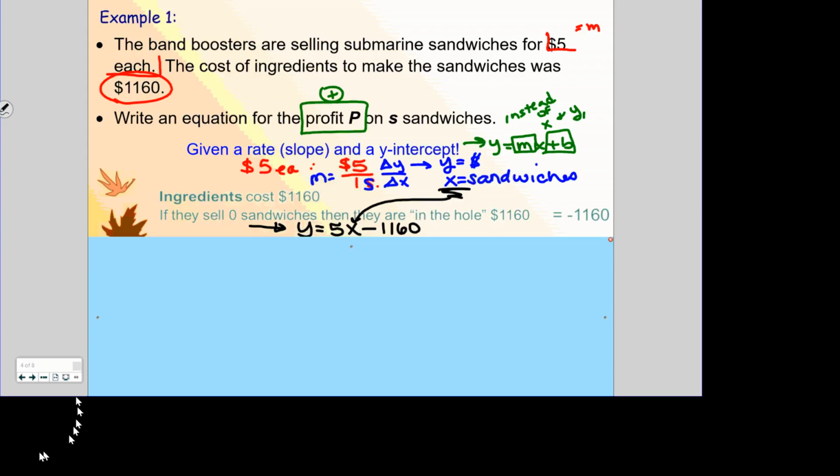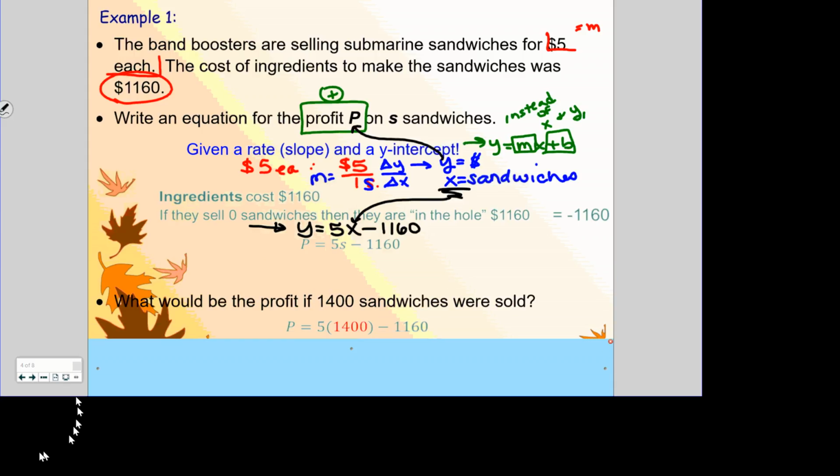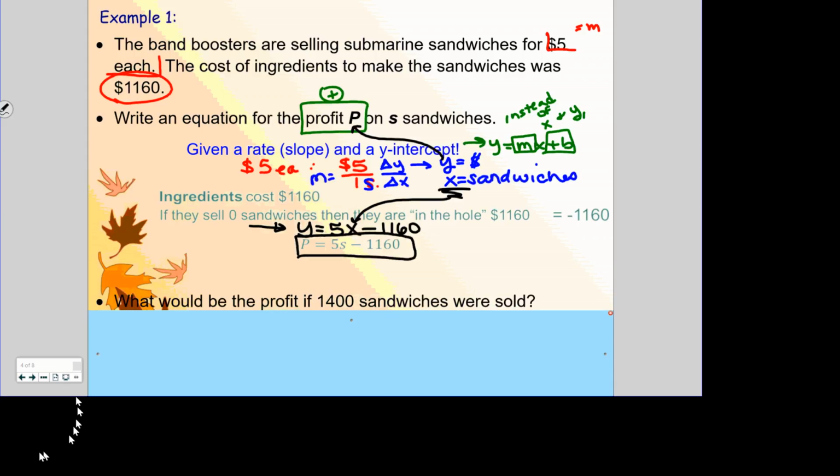And if we know that y is dollar amounts, we can also think of y as our profit. So that's how you could determine P equals 5S minus 1,160. Oh, I'm revealing too much. Okay, and then the follow-up question, what would be the profit if 1,400 sandwiches were sold?